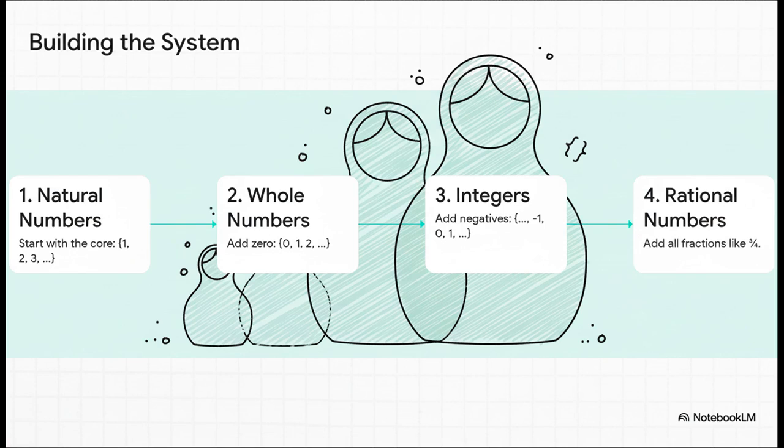You click that inside the next biggest one by adding 0, which gives you the whole numbers. Then you snap that inside an even bigger one by adding the negatives. Now you've got the integers. And finally, you place that entire collection inside the biggest doll yet by adding all the fractions. And that whole giant nested set is the rational numbers.